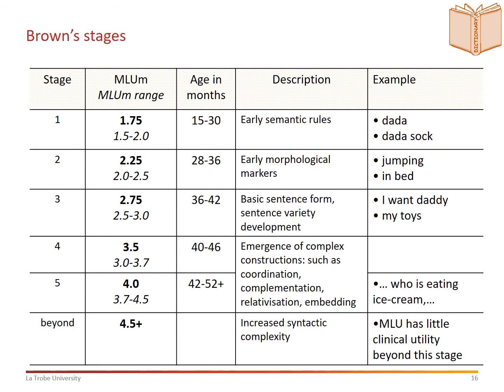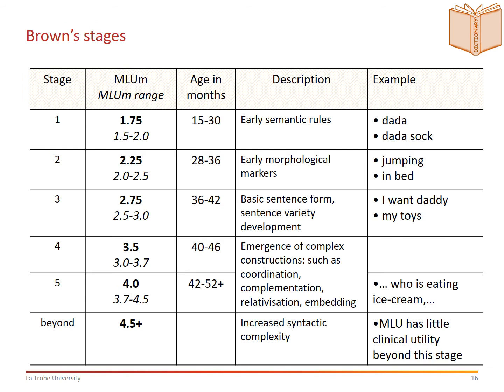Here are his stages. That little dictionary at the top is just to indicate that this is for your reference. So take some time just to look at these stages, ages and stages. I'll just point out a few things, but this can be referenced when you're actually doing an MLU calculation. So in the first column, we've got stages 1 to 5, and then beyond stage 5. In typically developing children, we move beyond stage 5 when children have an MLU of over 4.5. MLU is not worth calculating. It's not going to tell you anything meaningful once children's MLU is well beyond 4.5.